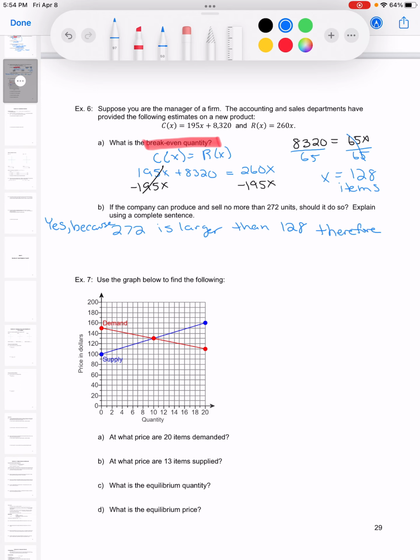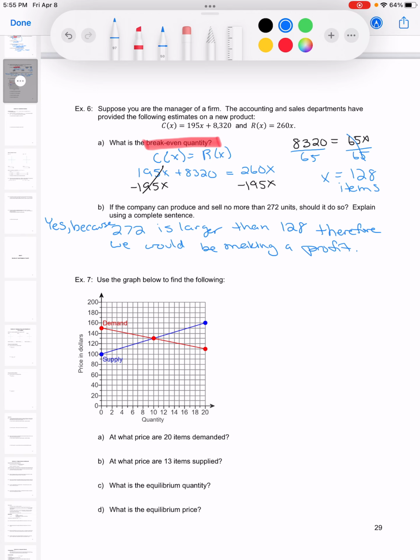Therefore, we would be making a profit. There are other ways to think about this too. You could actually plug in numbers and compare them. So you might see people work it slightly differently, and that's okay. There are different ways to kind of go about and get that same answer here. So that's why we say just explain yourself, because there could be different ways to think about it.